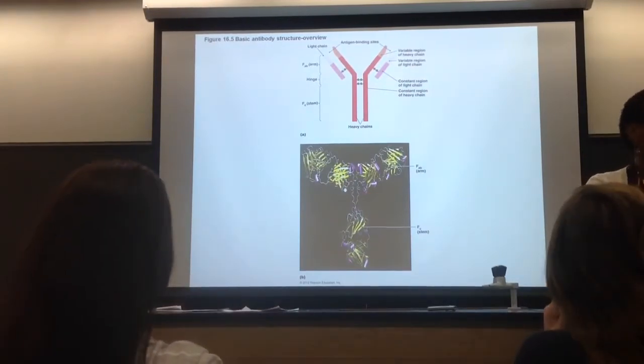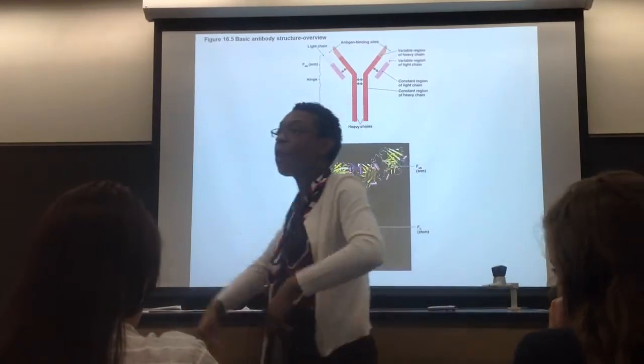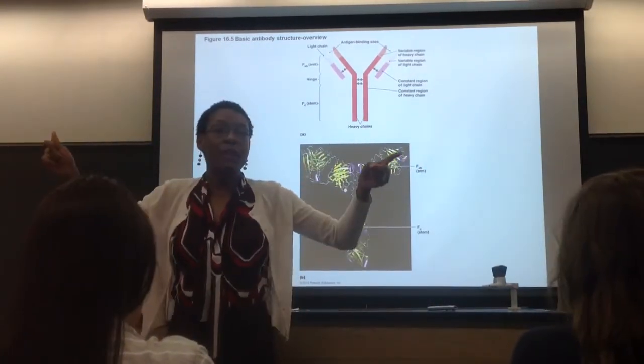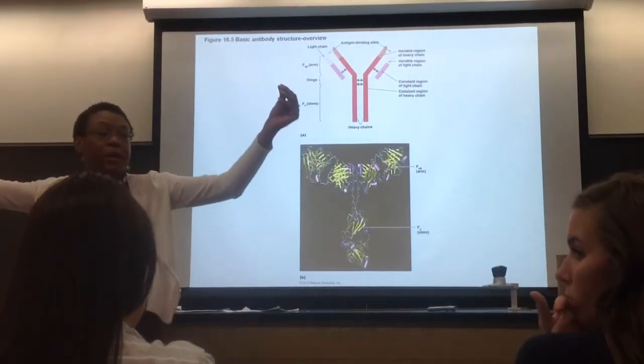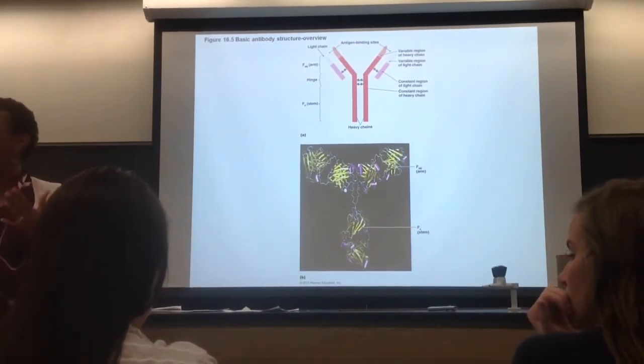But it's going to be activated, which means what? It's going to make clones of itself. All the clones have the same what? Y, makes sense? All the clones have the same what? Variable regions, which means they recognize the same what? Epitope, correct?